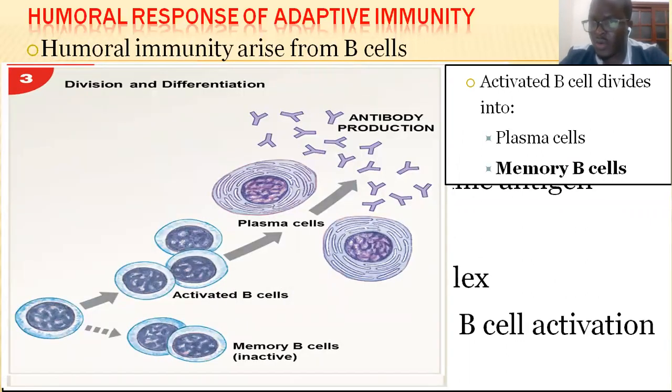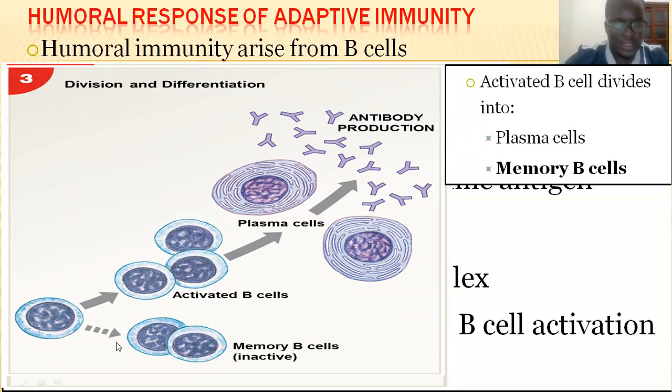So some of the clones will become plasma cells, and some will become memory T cells and memory B cells. These memory B cells are the ones that, once the infection comes again at a different time, will be activated into plasma cells and start producing antibodies. Just like the memory T cells, once there is reinfection, they can be activated into cytotoxic T cells and attack the same pathogen. Here again, the memory B cells can be activated once you have reinfection. They will be activated to attack those pathogens by producing antibodies against them.